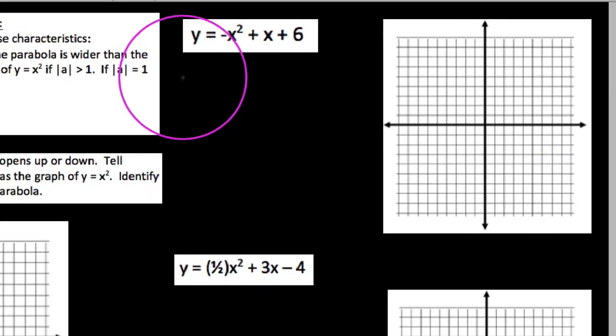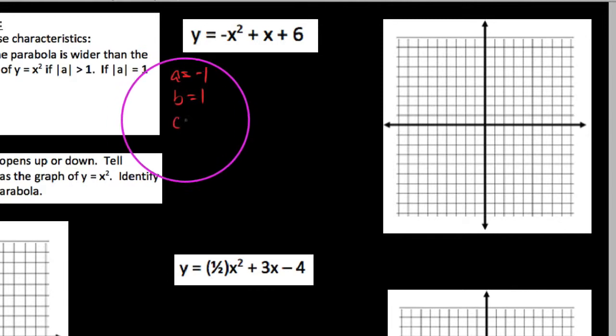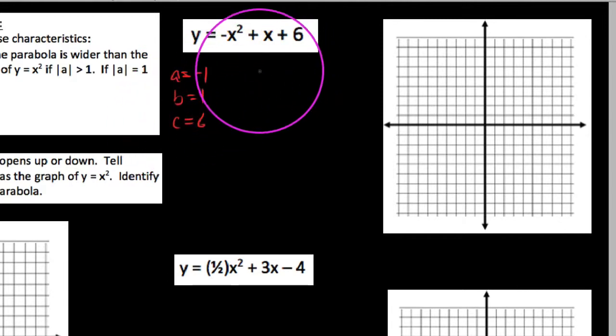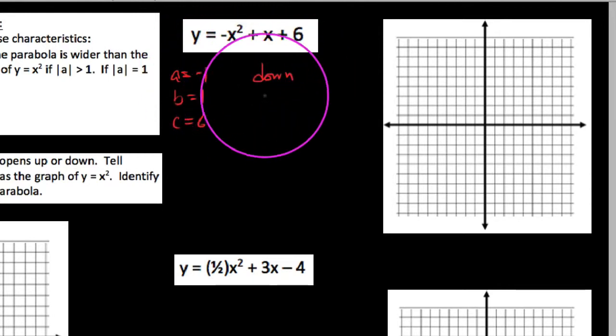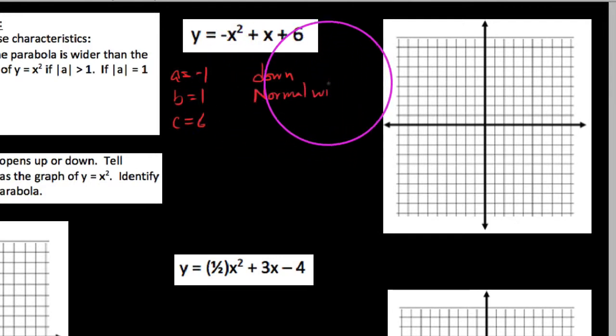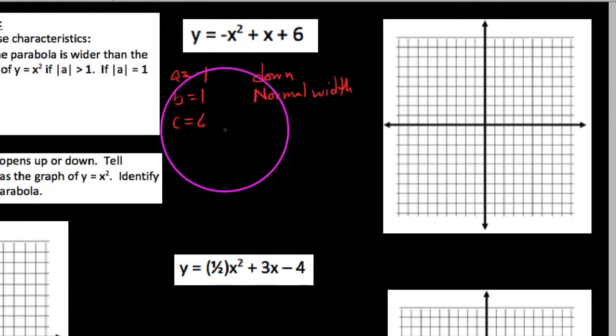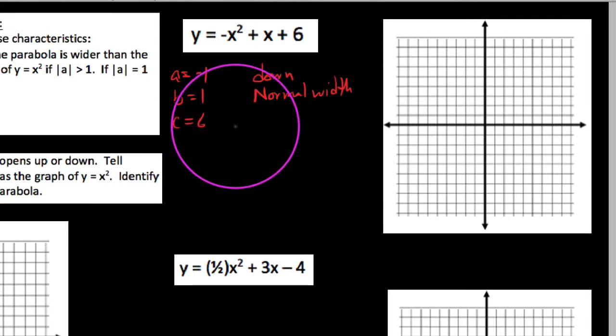So let's go ahead and take a look at these last two very, very quickly. We say, well, the a value is negative 1, b value is 1, c value is 6. So we know this opens downward. The reason why is because our a value is negative. We say it is a normal width. The reason why it's a normal width is because the absolute value of our a here is 1. We say it's just 1. It's normal width. In terms of the x value of the vertex now, let's find this.